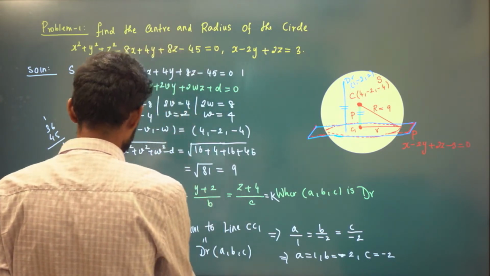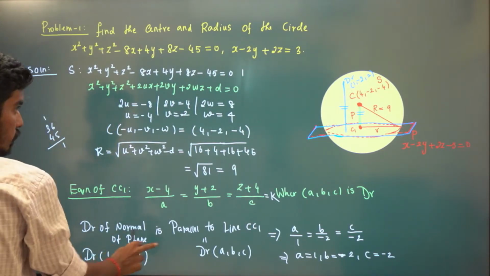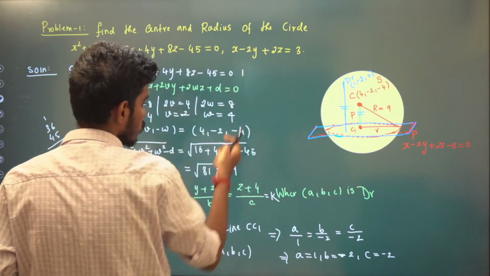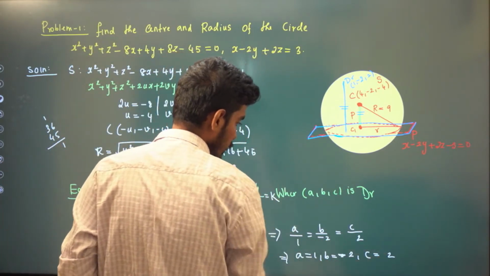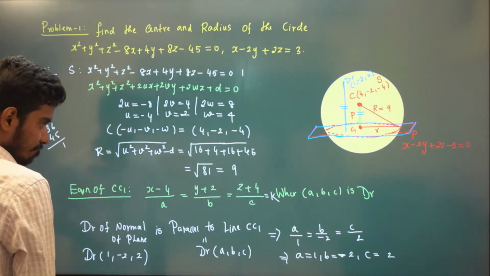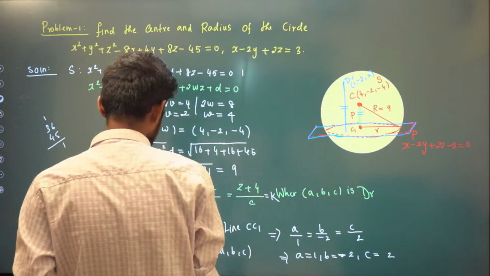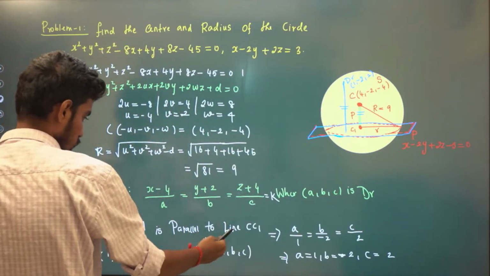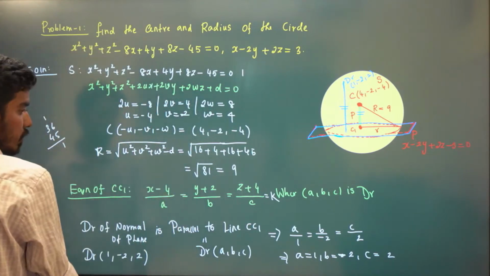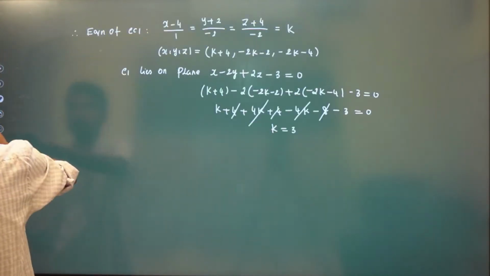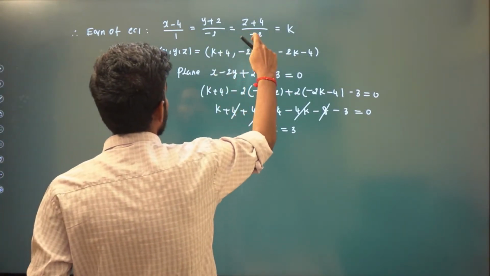Sorry. The direction ratio of the normal to the plane is 1, minus 2, 2. So A by 1, B by minus 2, C by 2. We have C to be equal to plus 2.